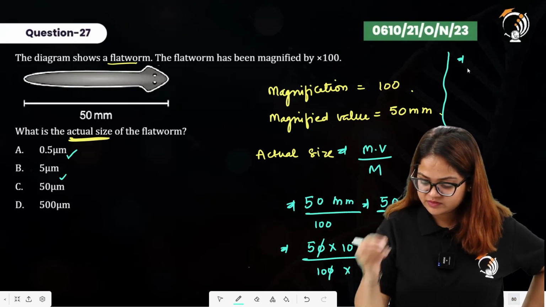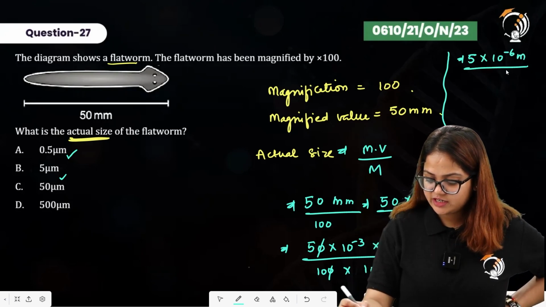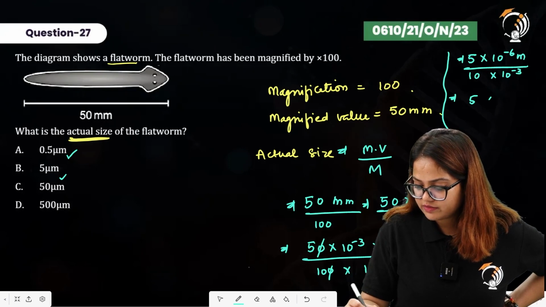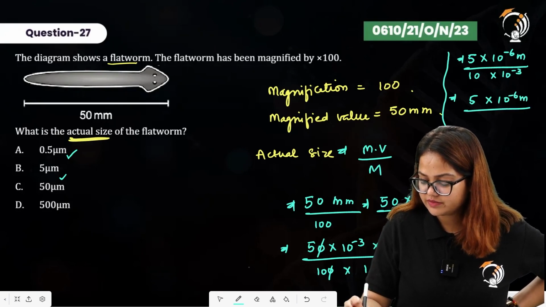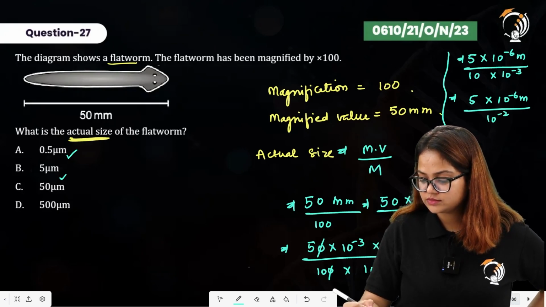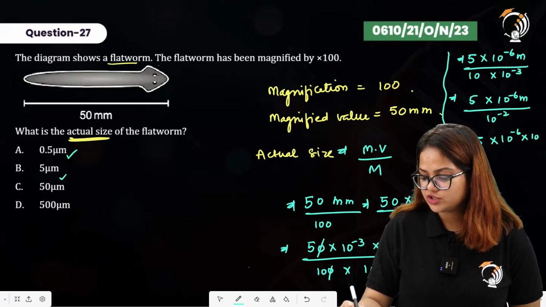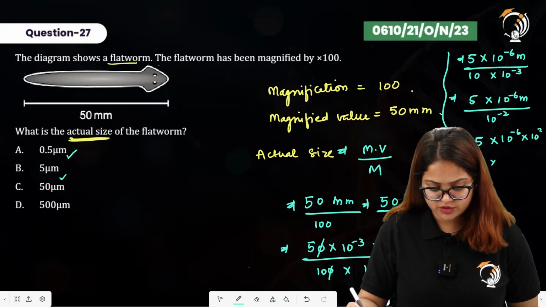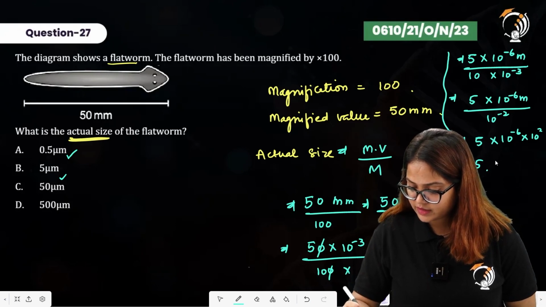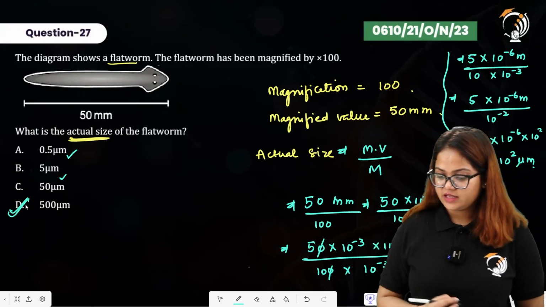Alright, we have 5 into 10 to power minus 6 meter divided by 10 into 10 to power minus 3. You can solve it like 10 to power minus 6 meter divided by 10 to power minus 2, 5 into 10 to power minus 6 into 10 to power 2 here, that comes out to be 5 into 10 to power 2 micrometer. This is 500 micrometer. Let us cross check.